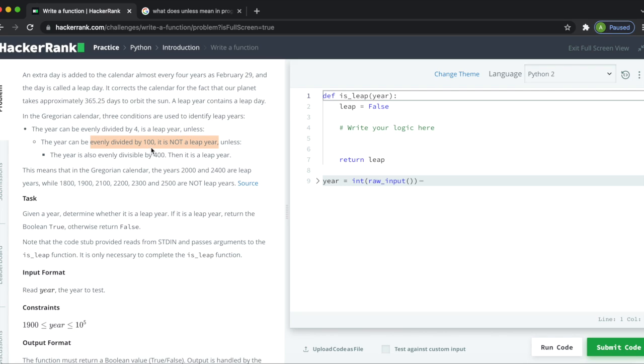So the tip here is we can inverse this. They say if it is evenly divisible, then it's going to be a non-leap year. So let's see how we write the code for this.